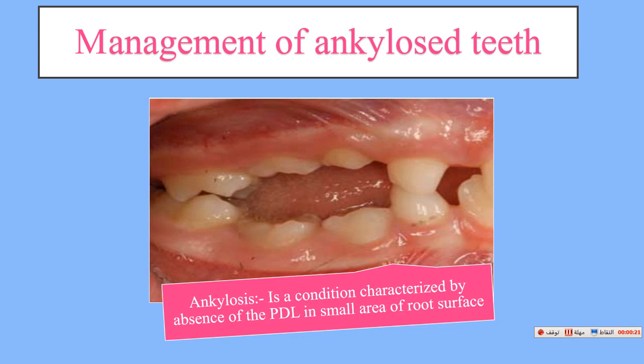As seen in this picture, this tooth is ankylosed, or this tooth is ankylosed, more commonly in the primary teeth than in the permanent teeth. We can define ankylosis as the condition characterized by the absence of the periodontal ligament in a small area of the root or the whole root surface. As seen in this picture, there is no periodontal ligament, meaning this primary tooth is not resorbed by the succedaneous tooth.